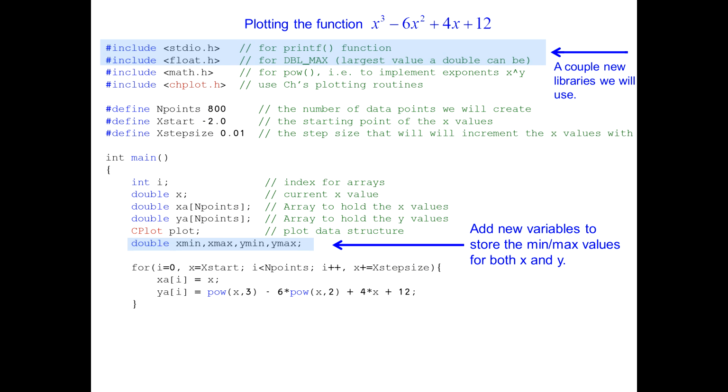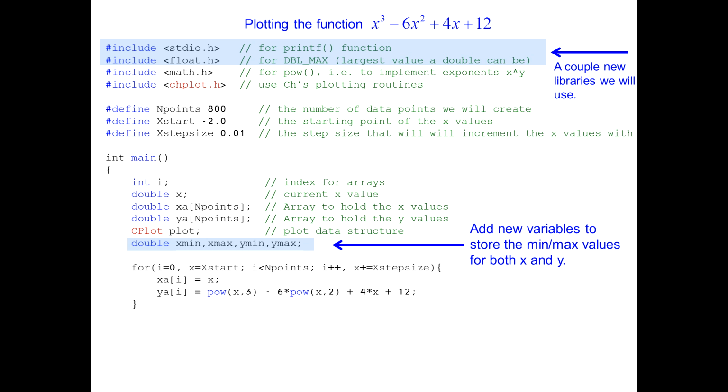There are a couple of new libraries and functions we'll need, so we need to include libraries. Here we have the appropriate header files for those libraries: standard I/O for the printf function, and we have float.h because there are some defined statements that we will make use of. For example, double max is the largest value a double can be. We are also going to add some double variables, x min-max and y min-max, for storing those particular values.